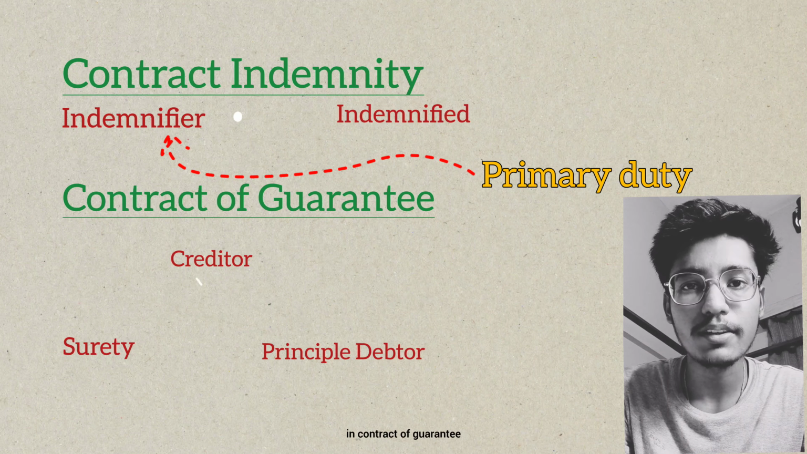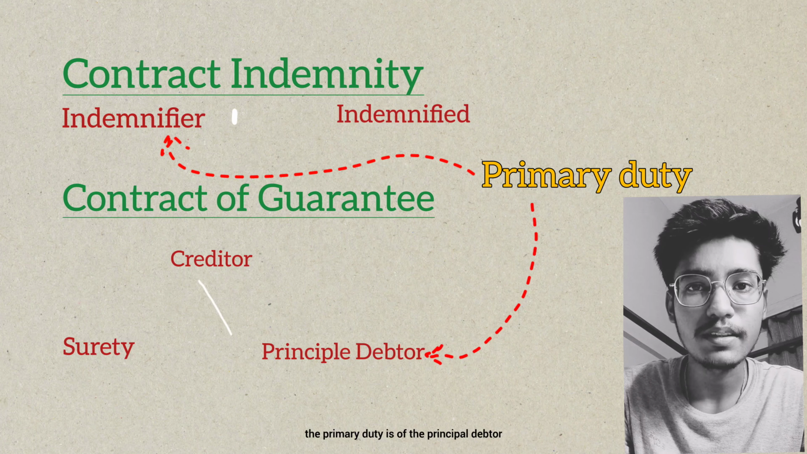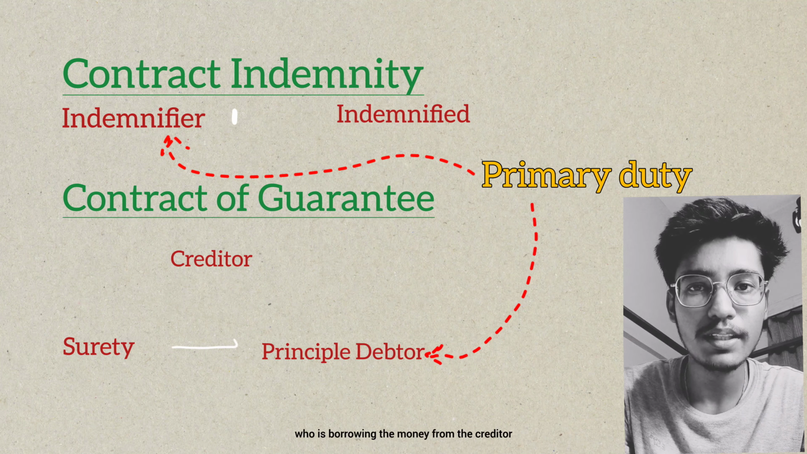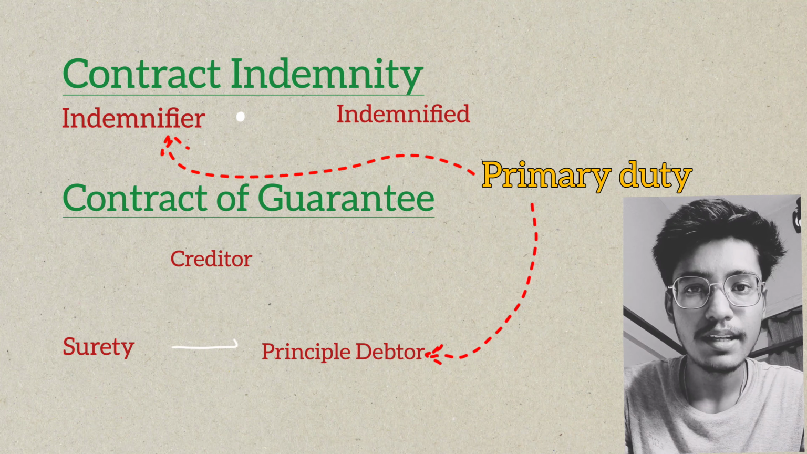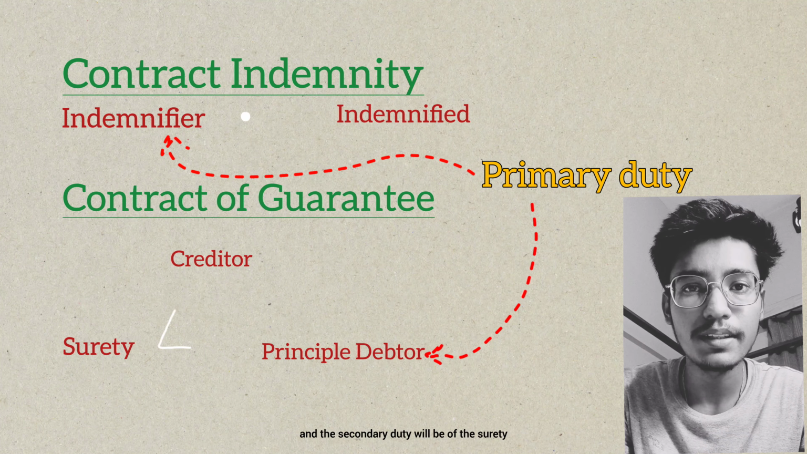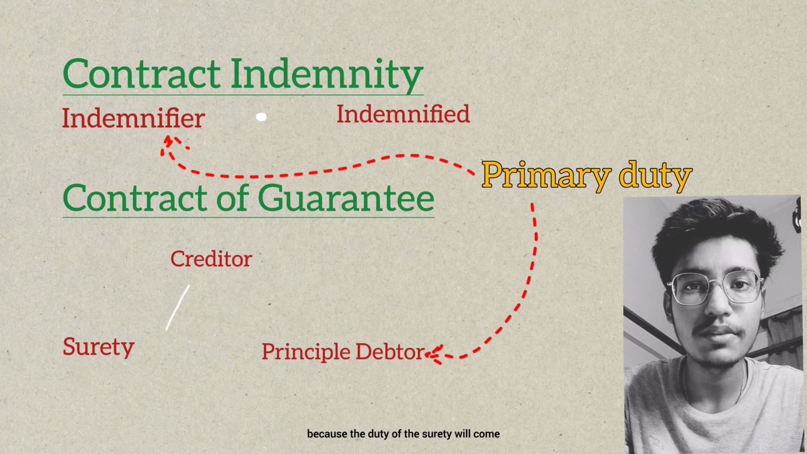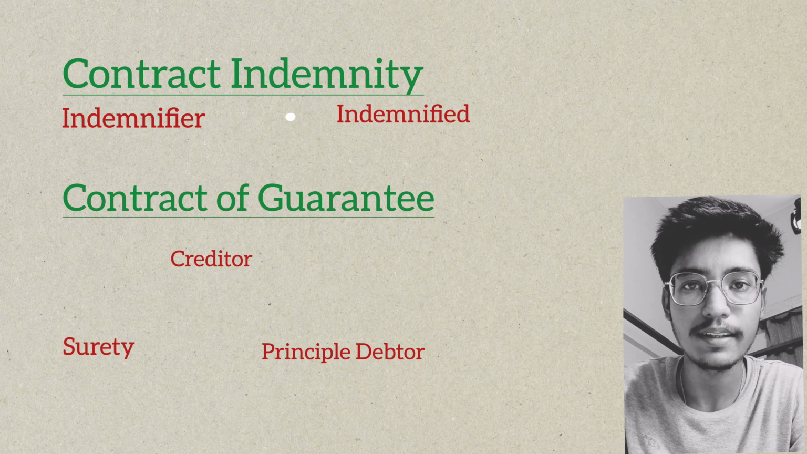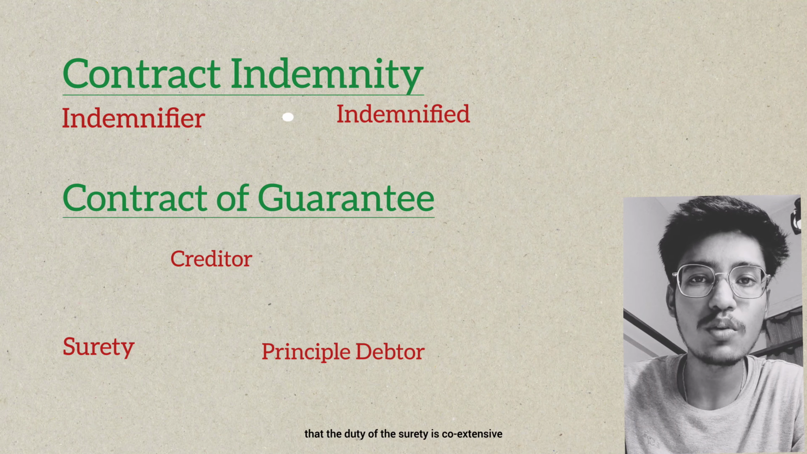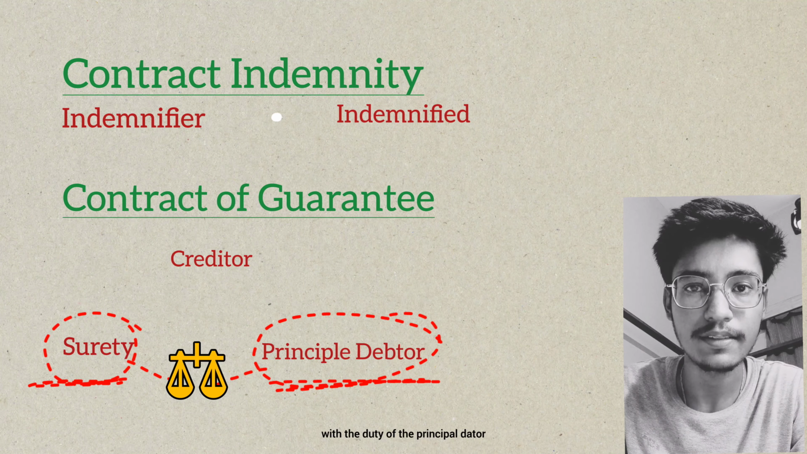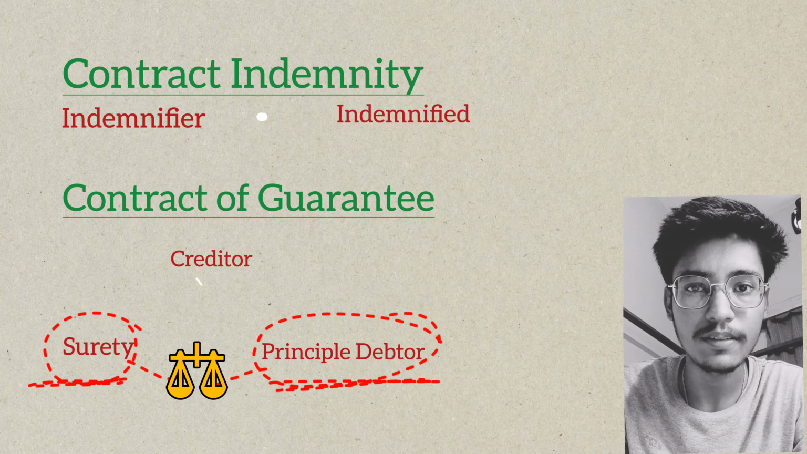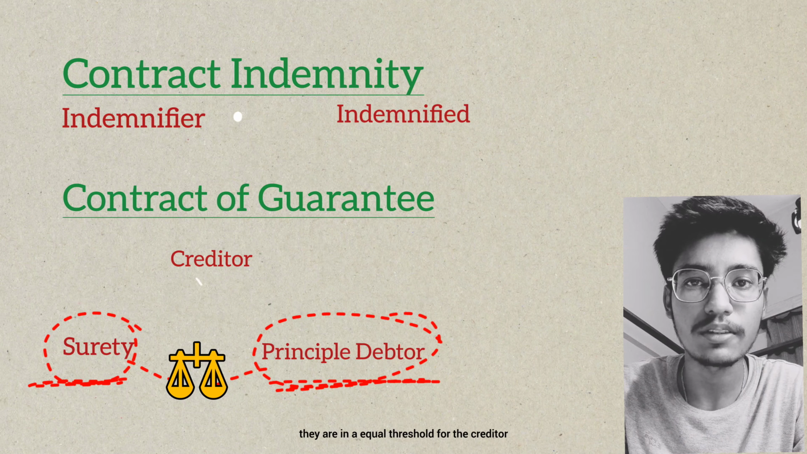On the other hand, in a contract of guarantee, the primary duty is of the principal debtor because he is the first person who is borrowing the money from the creditor. And the secondary duty will be of the surety because the duty of the surety will come when the principal debtor defaults. Also, let me introduce another point: the duty of the surety is co-extensive with the duty of the principal debtor. That means the duty of the surety will go side by side with the principal debtor. They are on an equal threshold for the creditor.